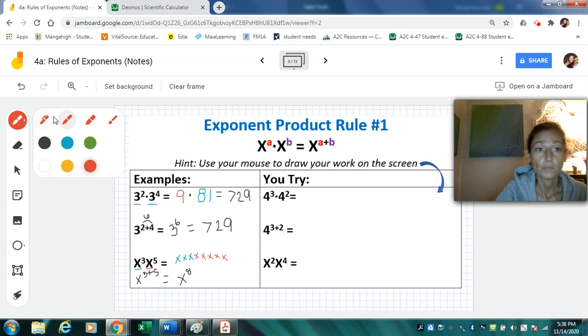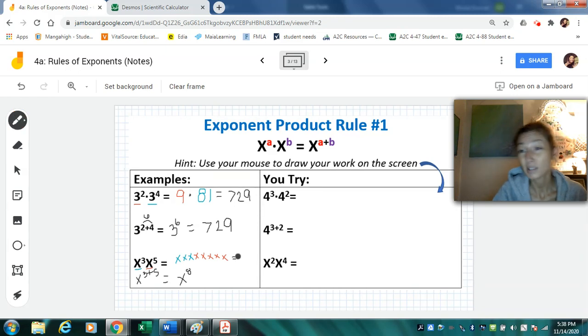And so you can either add the exponents or expand it out. But the shortcut here is, of course, you can add those exponents together and you'll get the same thing, as long as the base, so like here's the 4 or here's the x, as long as that remains the same. So go ahead and try the problems on the right on the next page.